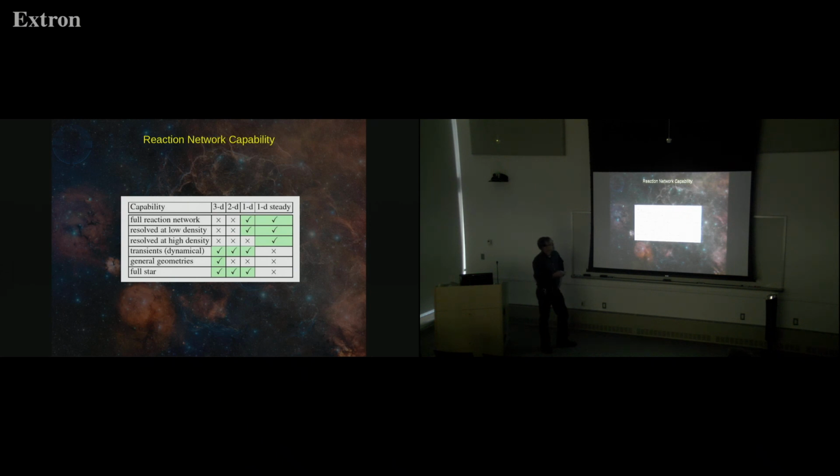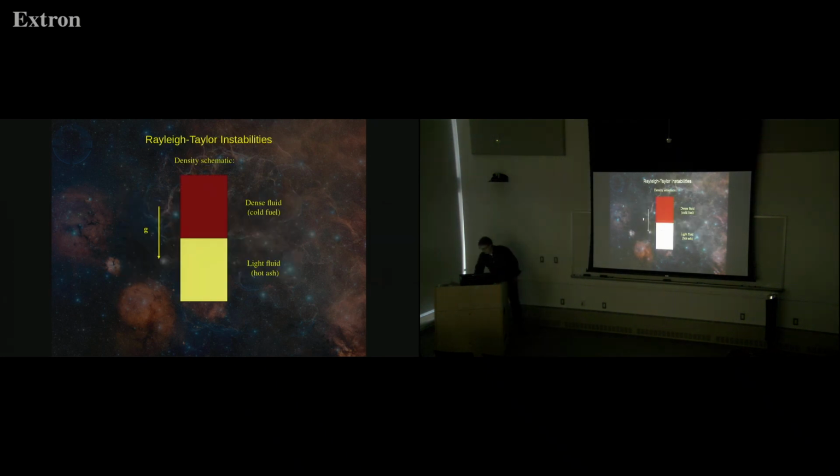And in 1D, we can do a full reaction and capture the nuclear physics robustly. However, we don't want simple things. We want transients and we want a whole star. And we can do those with reduced networks, but you notice we can't get everything in one simulation. So the tiniest scales we can do right, but the full star is what we want. So now we jump into the physics.